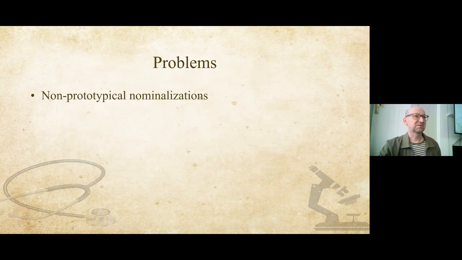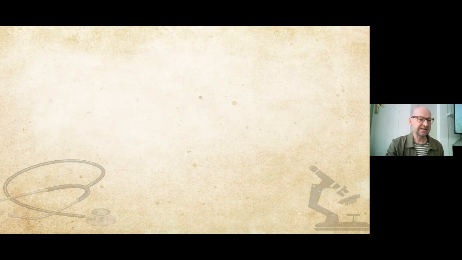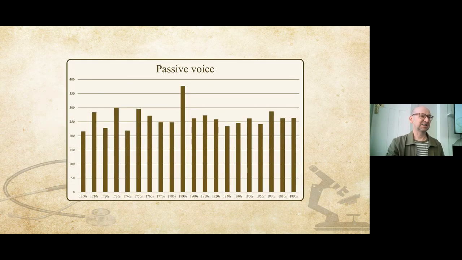Problems, of course: there are lots of non-participle nominalizations. Nouns that formally are related to verbs, but which have developed idiosyncratic meanings and only vaguely relate to the meaning of the verb. And these tend to be high frequency. So things like generation and inflammation, and you have to make a decision whether you include them or not. If you exclude them, then you run into all kinds of problems because you don't know exactly where to draw the line. So that makes the results messy. Passive voice: practically no change. It's actually not passive voice, it's agentless passive voice, so without the by prepositional phrase.